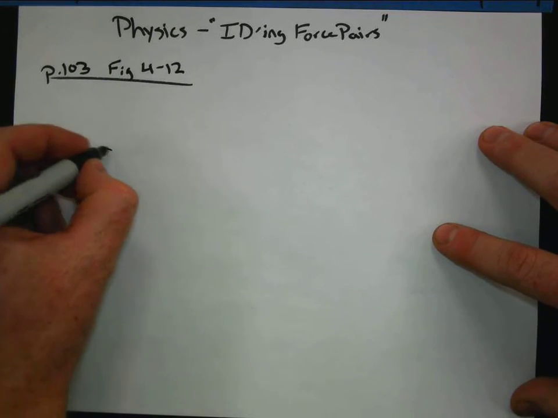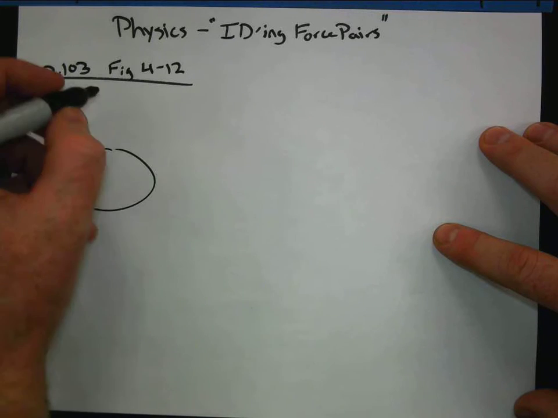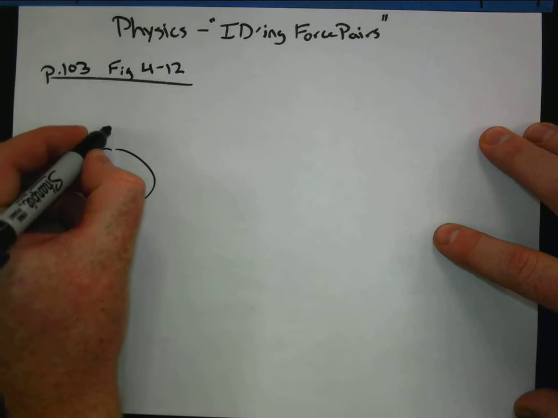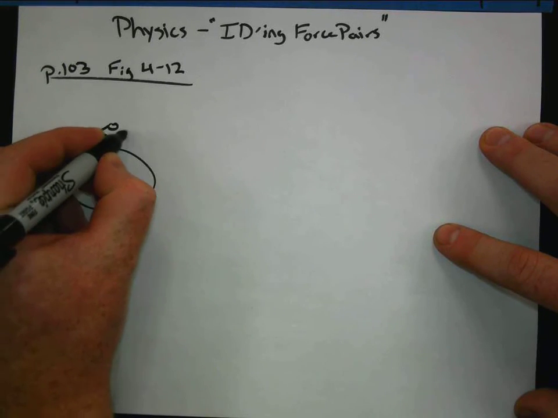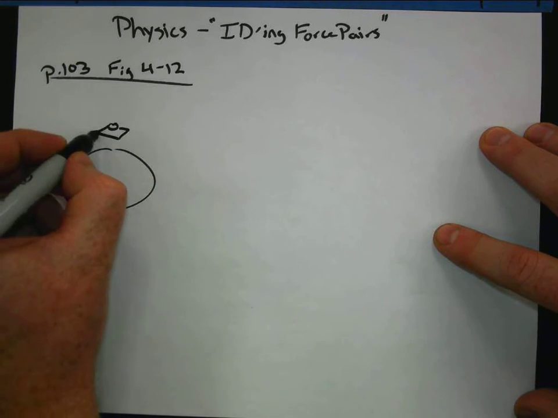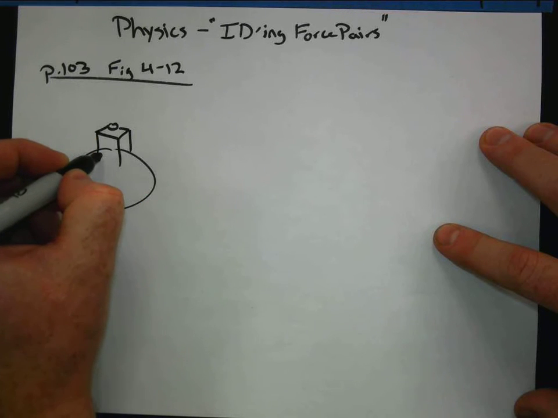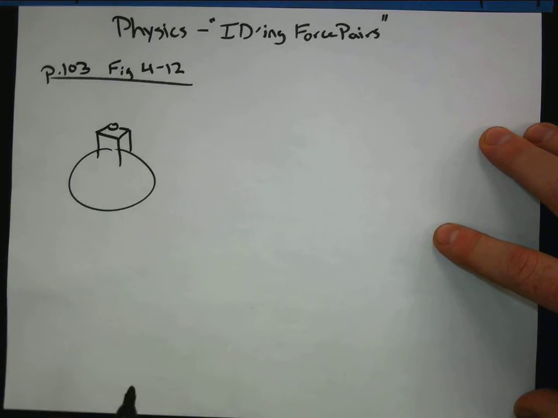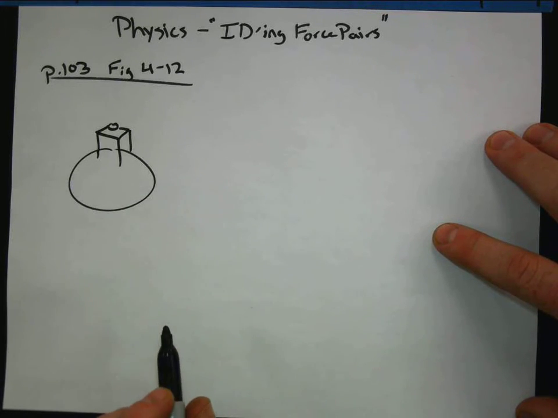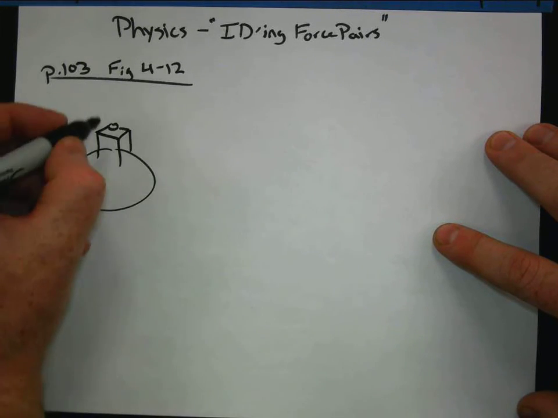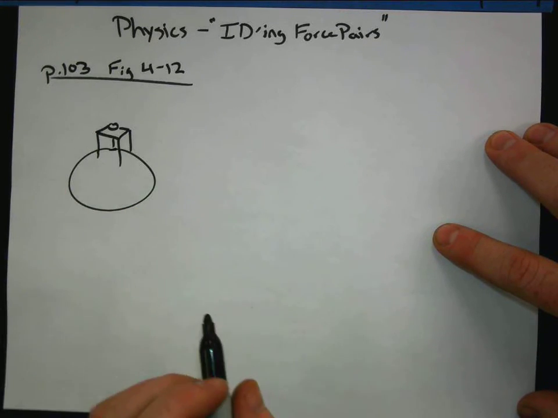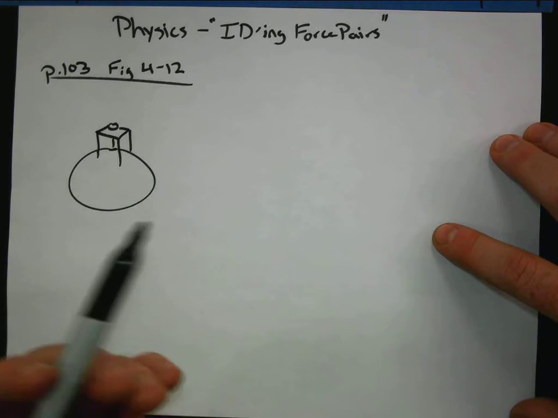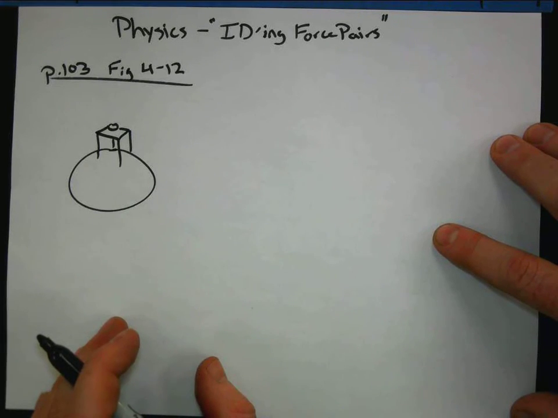Well, they got a picture of Earth, and this is certainly not drawn to scale. This makes no sense if you think about the scale of things. But what you've got is a ball on a table on Earth. So they do this just to give you an idea of some objects that are interacting. And what we want to do is try to figure out, well, what are the forces involved? And so let's look at that.